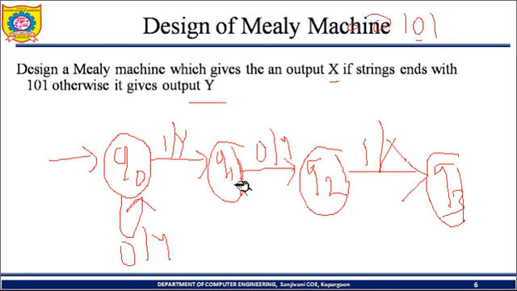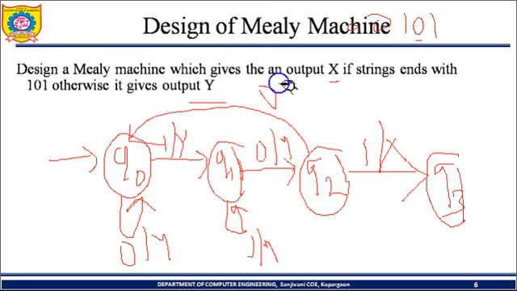Now in Q1, if 0 is there it will go to Q2, but if it has 1 as input, it will stay in the same state, and the output will be Y only, because here 1 will not form the string 101. Now for Q2, if 1 is there it goes forward, but if 0 is there, the string becomes 1001, which will never form 101. That's why for 0 it will go to the initial state, with output Y.